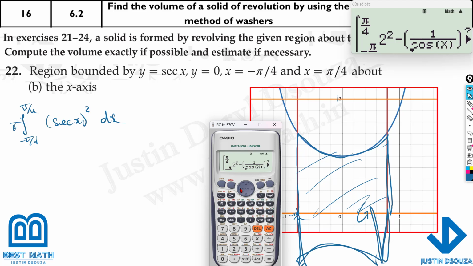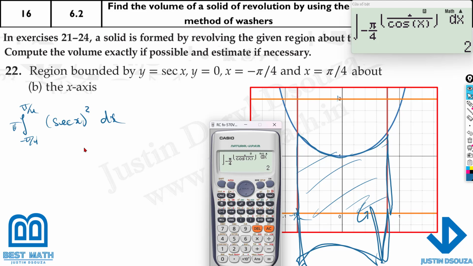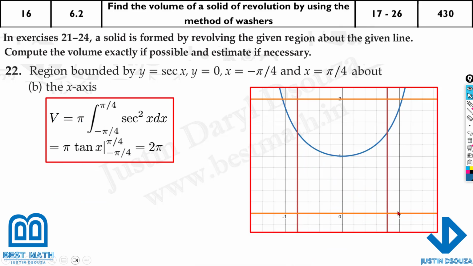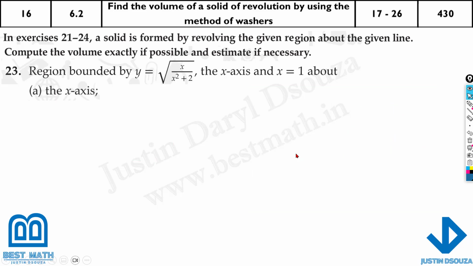Secant x the whole square is 1 by cosine x the whole square. So here, that's it. Answer is 2. So pi times 2, it will be 2 pi. That should be the answer. Let's just double check the answer. Yes. I hope this is clear. If it's along the axes, even if it's y-axis or x-axis, it's very easy and simple. But this one, since it belongs to both sides, they'll just give you along the x-axis like this, along the horizontal line only. Now, what about this one?